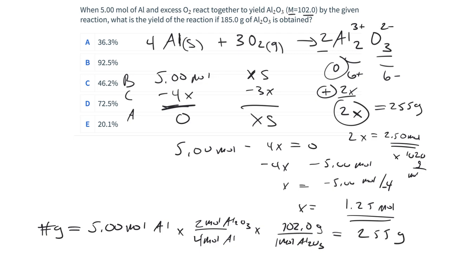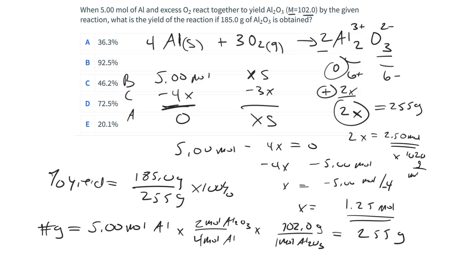Just making sure that I get the same mass as I should. Then my yield would just be the 185.0 we obtained over the 255 grams times 100%. That's probably D, but let's double check. Yep, so that comes out to be answer D.